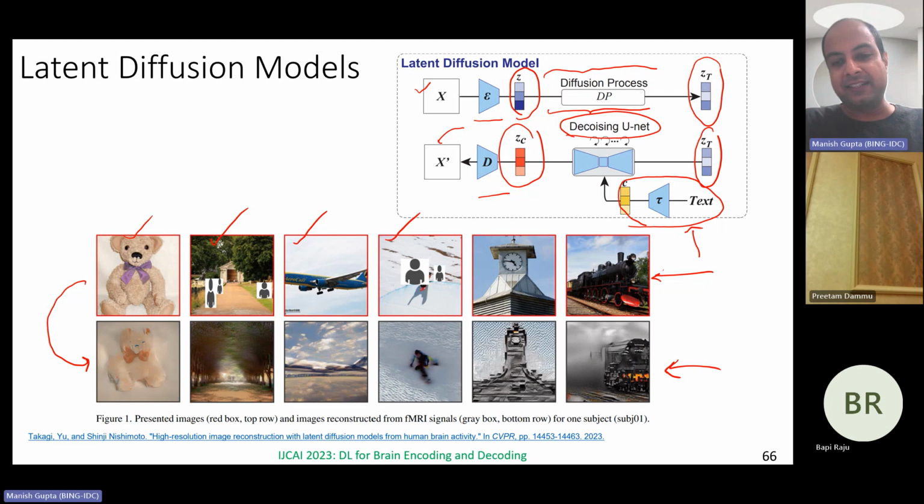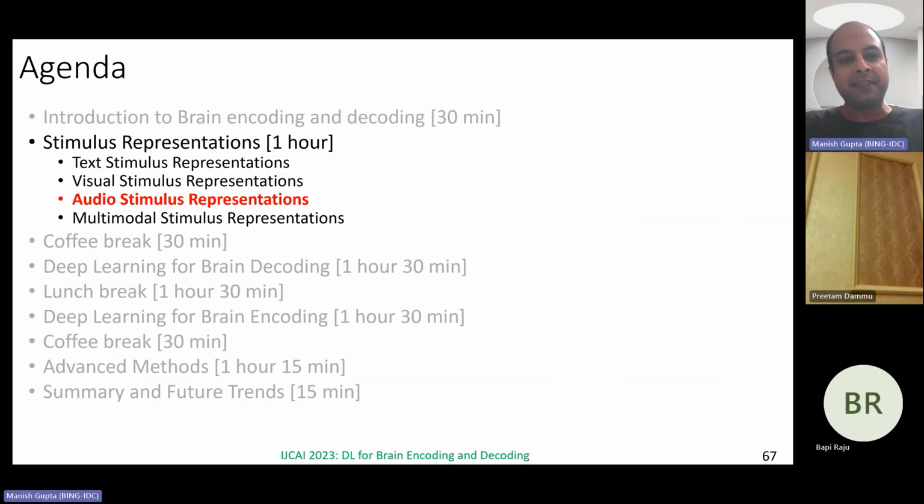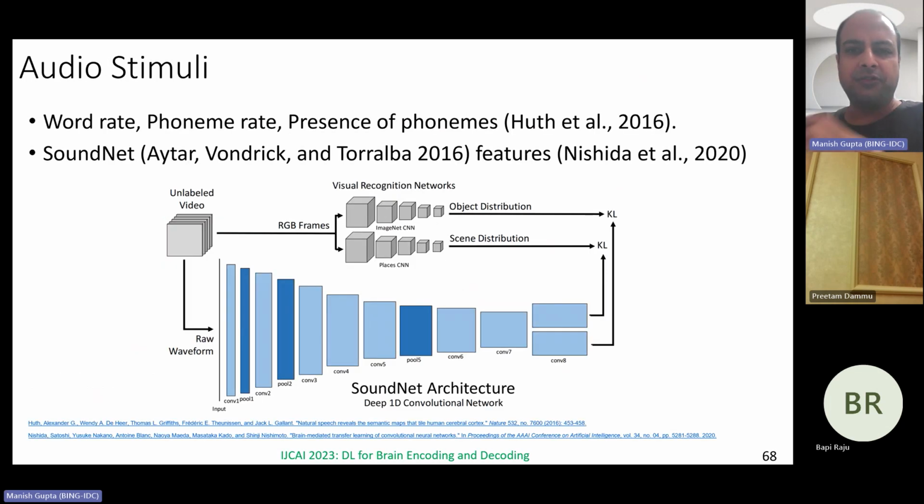There are also some papers which suggest that maybe this is a good way of decoding what dreams the person is having while sleeping. Okay, so that's about visual stimuli. Now, audio stimuli: there is not too much work in the audio domain, but recently more and more datasets are coming up.